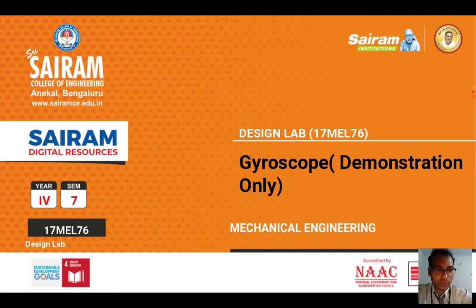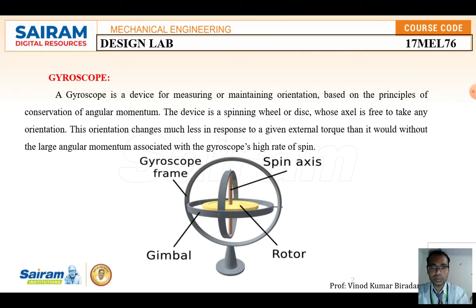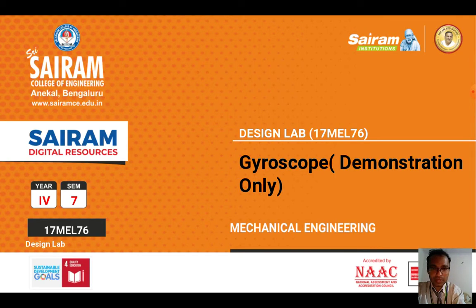I will show you the gyroscope diagram. Look here, the same definition I wrote here. This is what you see on the screen, the gyroscope. All these parts are going to rotate, and this is always at 90 degrees with respect to the vertical direction, the perpendicular direction. A gyroscope is a device for measuring or maintaining orientation, based on the principle of conservation of angular momentum. The device is a spinning wheel or a disc.